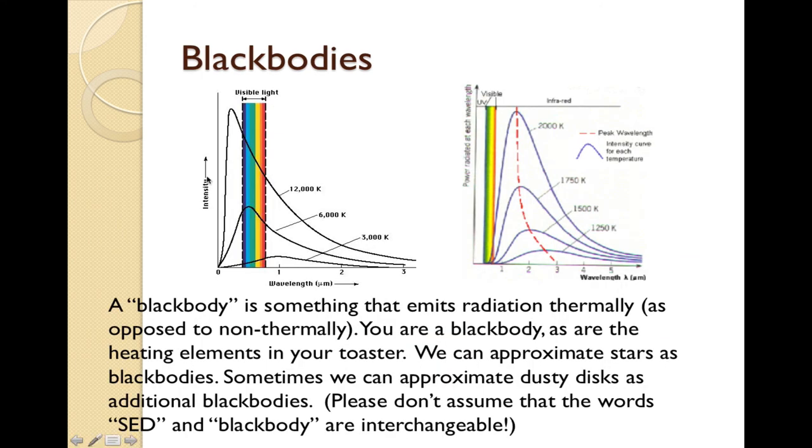So what is a black body? A black body is something that is just emitting thermal radiation. In other words, it's heated up and it's emitting light. You are black bodies. So are the heating elements in your toaster. You can watch them heat up when you hit toast, and they go from black into this sort of deep red and then orange and then yellow. That's heating up and getting a brighter and brighter intensity in the black body curve. We can assume that stars are black bodies. Sometimes we can also assume that their disks are black bodies and then add two black bodies together to get the star plus the disk.